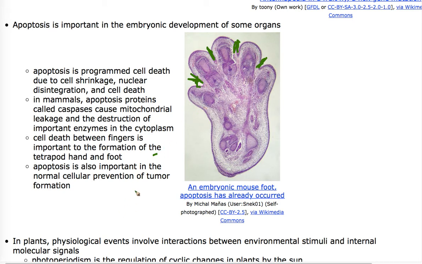And now we'll go on to the next lecture, which is photoperiodism.